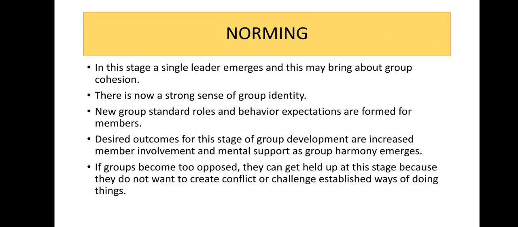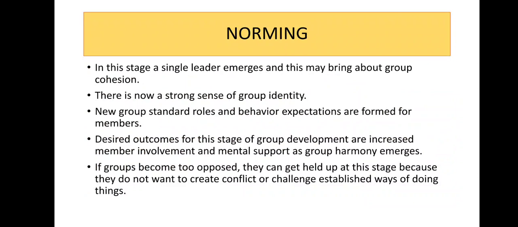New group standards, roles, and behavioral expectations are formed. So usually in this norming stage, the rules, the regulations, the standards, what the member of the group is going to play, and what the behavioral expectation is, how he has to behave, and what role he is going to play, all these things will be decided in this stage. Desired outcomes for this stage of group development are increased member involvement and mutual support as group harmony emerges.